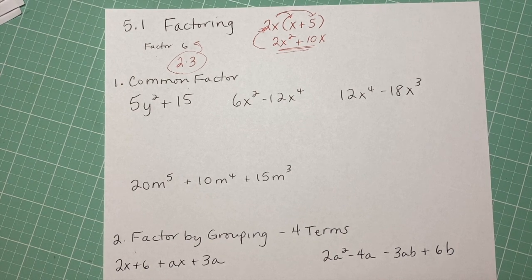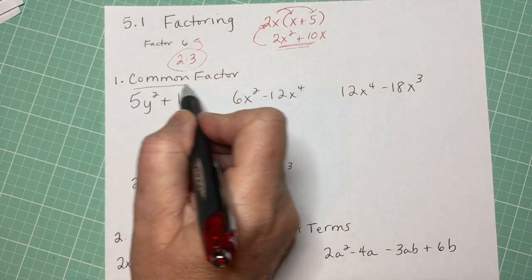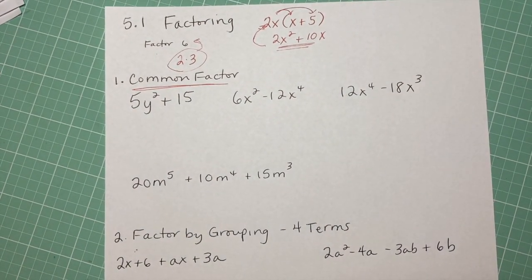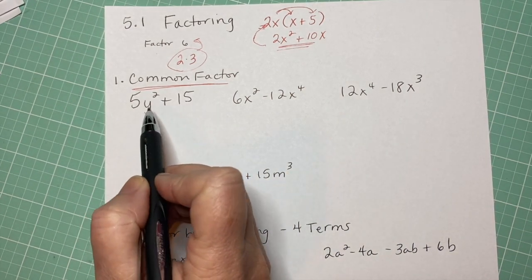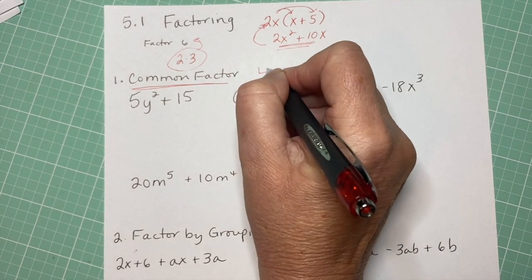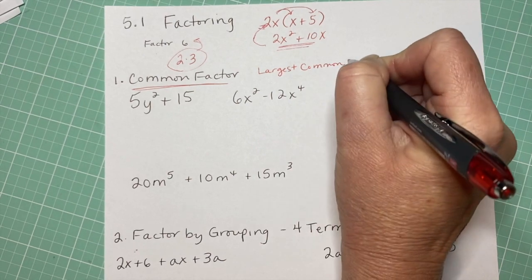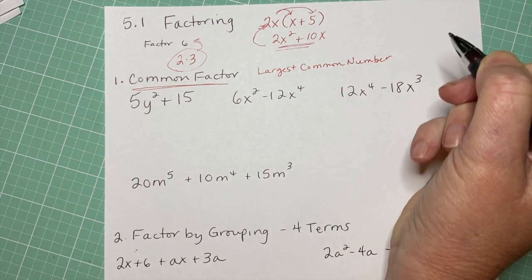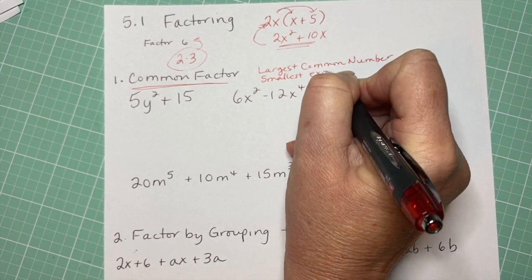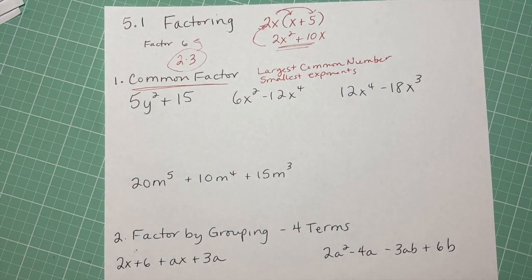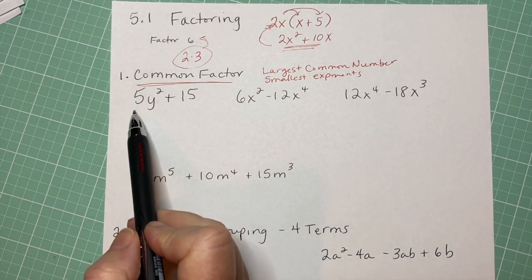And so the first thing we're always going to do on any problem we work for factoring from here on out is, number one, we're going to check for a common factor. You always want to check for a common factor first. So when we look at this problem, in order to get a common factor, you want the largest common number and the smallest of the exponents. Now this is not really mathematical terms, but this is just the way for you to kind of think of it. So first we're looking for the largest factor that they have in common.